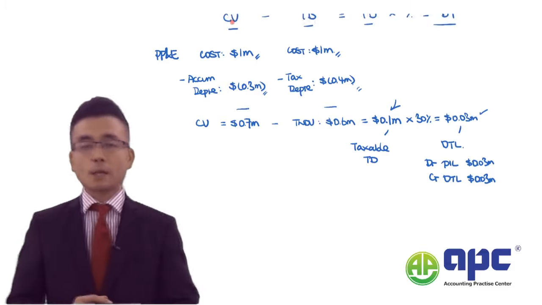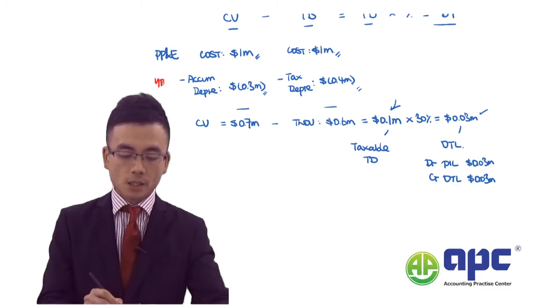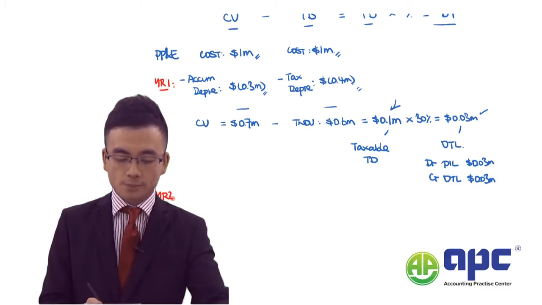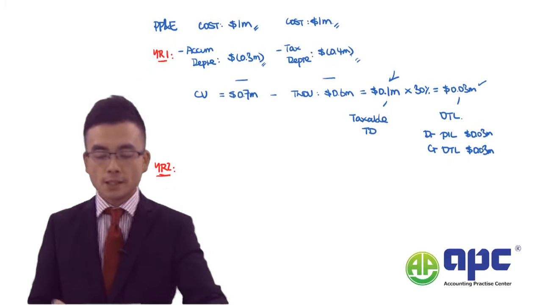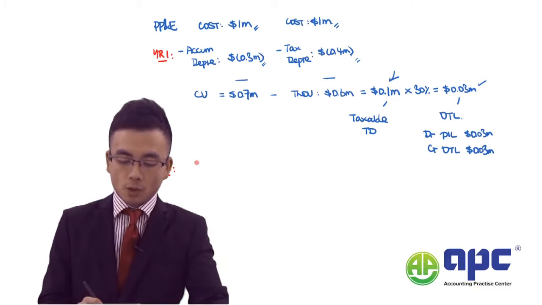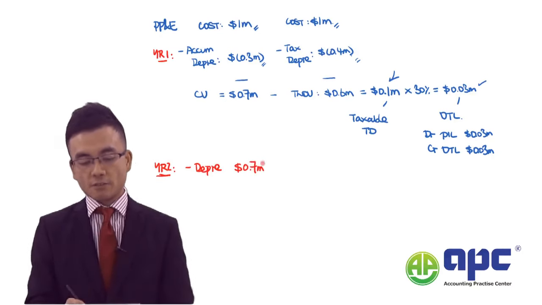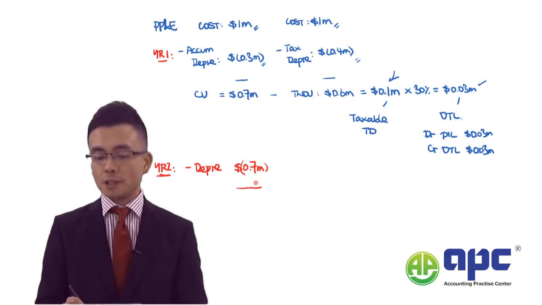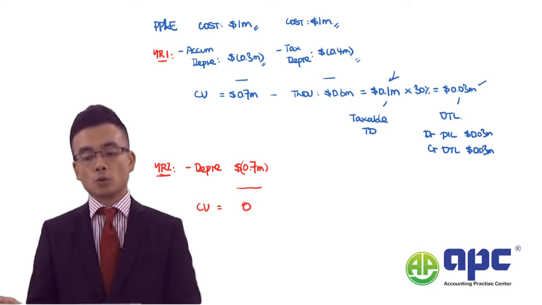Now, the best way to illustrate this is to go for year number two. So suppose the asset can only be used for 2 years. And in the second year, for PP&E, we will account for another $0.7 million of depreciation expense. We subtract that $0.7 million from the original $0.7 million carrying value. So that means in year number two, the carrying value will be nil.